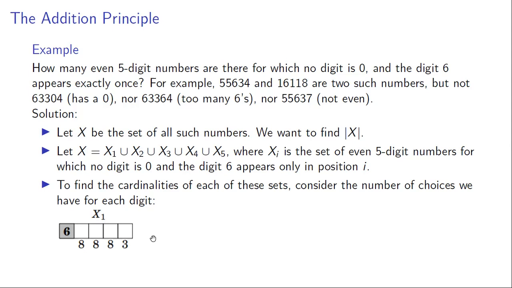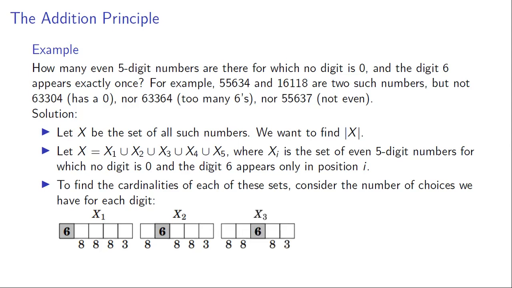Let's go on to X sub 2. X sub 2 is the set of all even 5-digit numbers for which no digit is 0 and the digit 6 appears only in position 2. So we have the 6 here. We have 8 choices for the first digit because it could be anything except for 6 and 0. 8 choices for this digit, 8 choices for this digit, and again, 3 choices for the last digit for the same reason as in X sub 1. Going on to X sub 3, very similar situation. X sub 4, very similar situation.